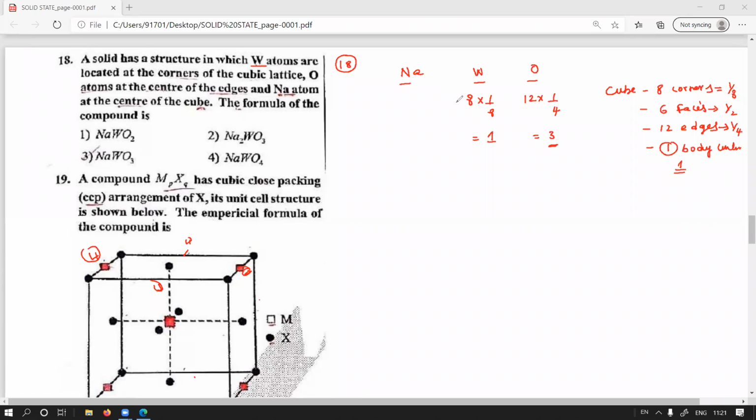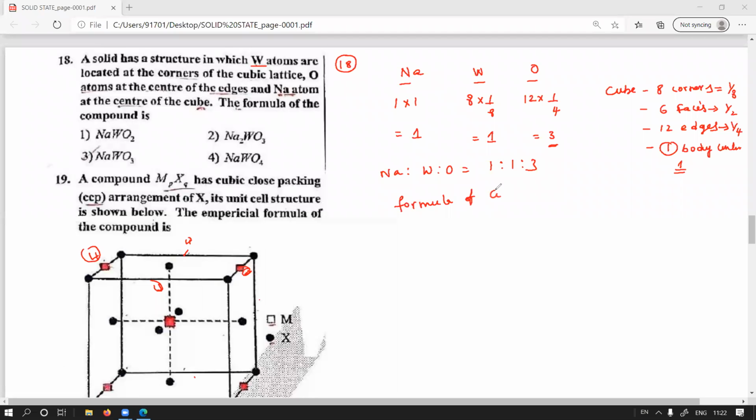So according to that, the W atoms are present at the corners, so the total number of W atoms is 1. The oxygen atoms are present at edge centers, 12 edges are present, so the total oxygen atoms are 3. Now the sodium atoms are present at the center of the cube, only one center is present, so 1 into 1 is 1. So the simplest ratio of sodium to tungsten to oxygen is 1 to 1 to 3.